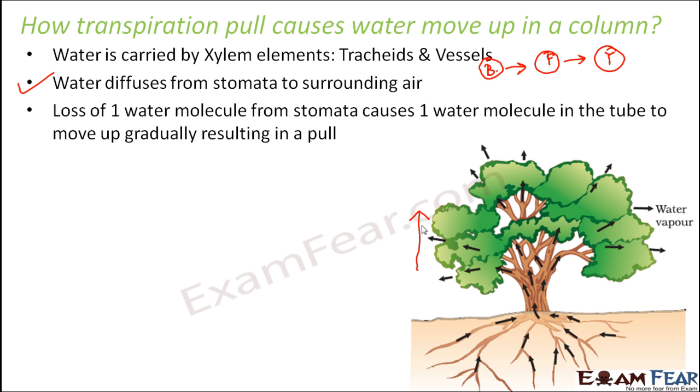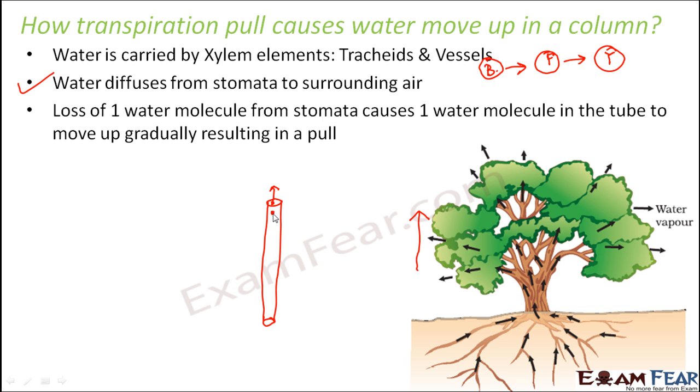Now, loss of one molecule from stomata causes one water molecule in the tube to move up gradually, resulting in a pull. So, it is something like this. Let us assume that this is how a xylem vessel looks like. If this is a xylem vessel and we assume that this is one water molecule which is lost due to transpiration, that is, this water molecule got evaporated to water vapor, so there is no water molecule here.